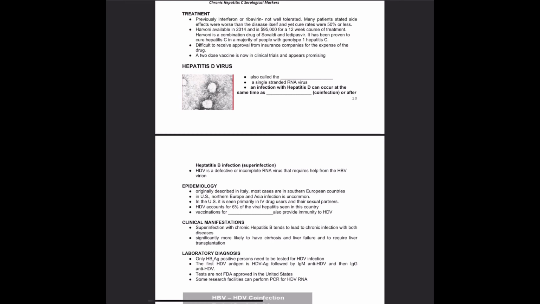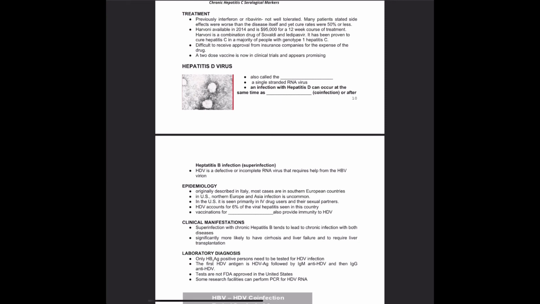Treatment was previously interferon or ribavirin, which was not well tolerated. Many patients' stated side effects were worse than the disease itself, and yet cure rates were 50% or less. Harvoni became available in 2014. It costs $95,000 for a 12-week course of treatment, and it's a combination drug. It has been proven to cure hepatitis C in a majority of people with genotype 1 hepatitis C. It's difficult to receive approval from insurance companies due to the expense of the drug, and a 2-dose vaccine is now in clinical trials and appears promising.